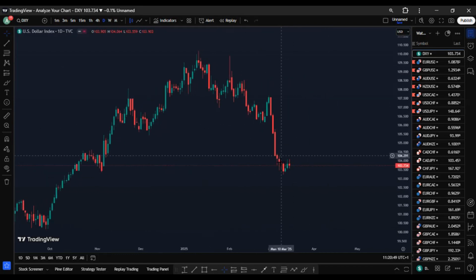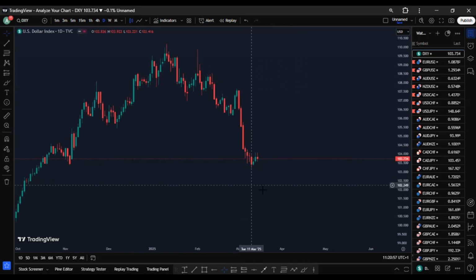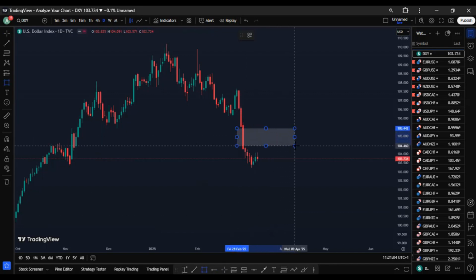Now, what I'll be expecting the dollar index to do is this. I want the dollar index to retrace into any point of interest here to go below. So what are the points of interest here? We have this fair value gap. You can clearly see this fair value gap. We also have another fair value gap here, this fair value gap right here.